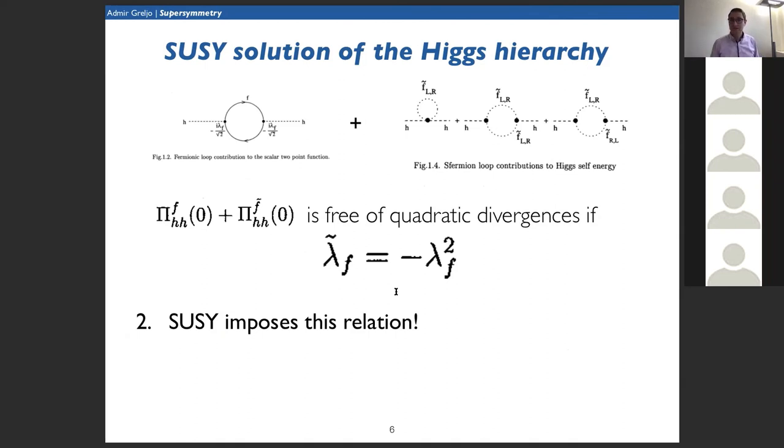Remember the SUSY QED example, where the quartic and the Yukawa couplings were connected to the gauge coupling. So all the couplings were connected with the same parameter. Supersymmetry imposes the connection. This might seem like a miracle, but in fact it is not: you are putting a boson and a fermion in the same supermultiplet, and we know that fermionic mass is protected from these quadratic divergences. Even more deeply, the explanation goes under the name of the non-renormalization theorem in supersymmetry. It's a very nice subject that one should have a look at.